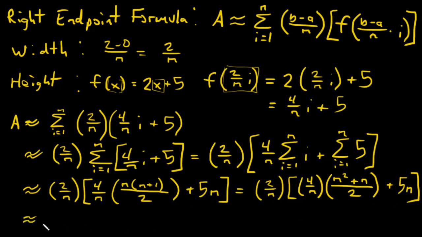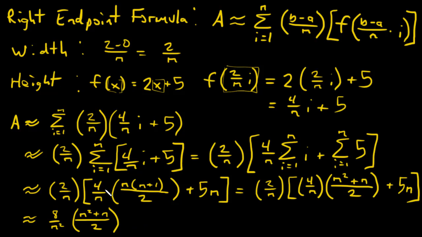So it's going to be equal to approximately 2 over n times 4 over n is 8 over n squared times n squared plus n over 2, and then 2 over n times 5n. Well, the n's are going to cancel. I'm just going to be left with what? 2 over n times 5n gives me 10. Is that right?